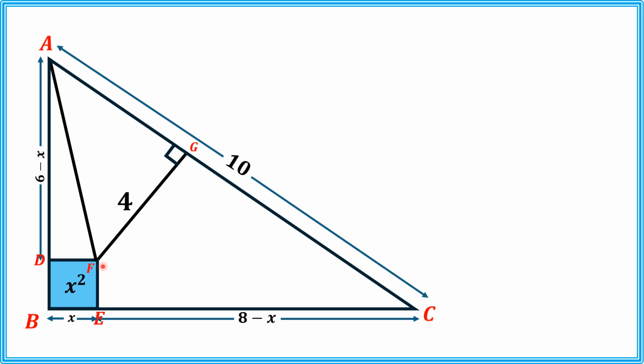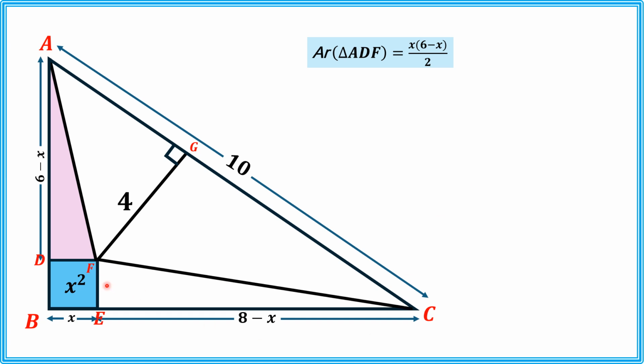Let's draw a line segment from point F to A, and here ADF is a right triangle. We can write the area of this right triangle ADF as x times 6 minus x divided by 2. Similarly, if we draw a line segment from point F to C, we have CEF as a right triangle, and the area of this right triangle will be x times 8 minus x divided by 2.